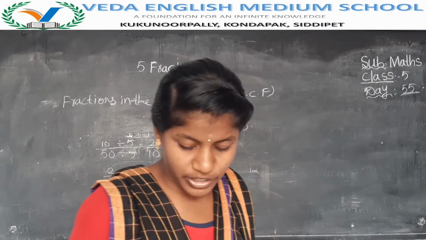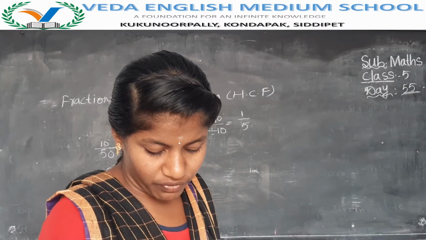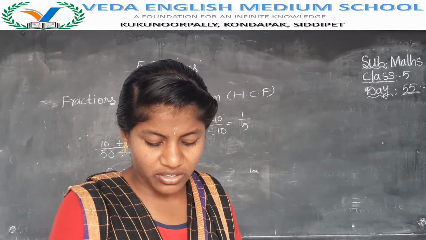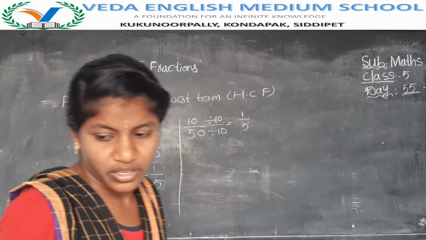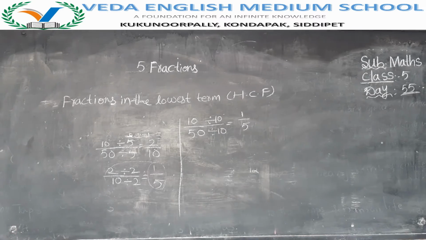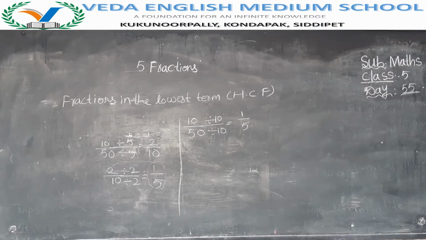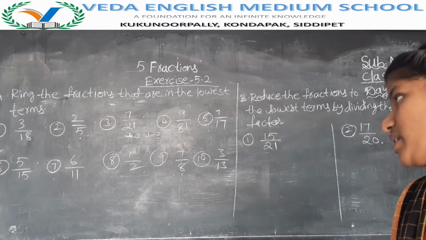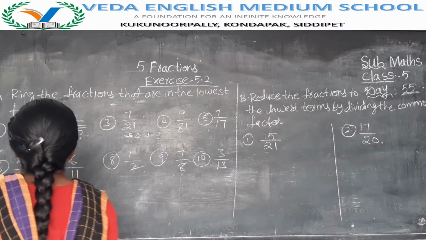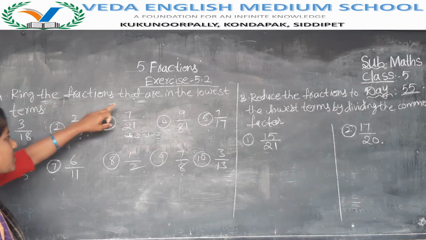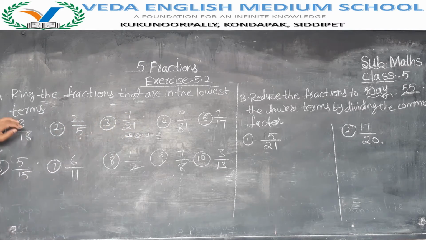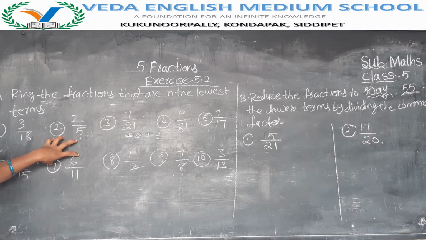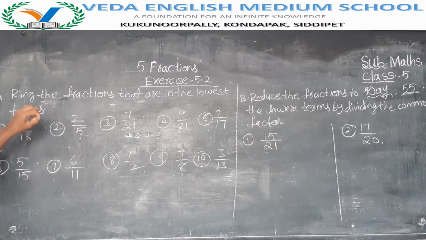Then take out your textbooks. Exercise 5.2. Ring the fractions that are in the lowest terms. Next we have exercise 5.2, in exercise 5.2, A bit. Ring the fractions that are in the lowest terms. Now they have given some fractions. In the fractions we have to find which are in the lowest form, which are in the lowest terms. For that we have to circle.